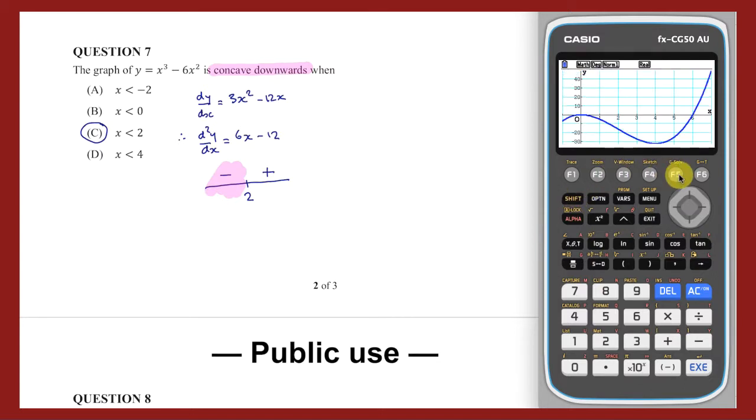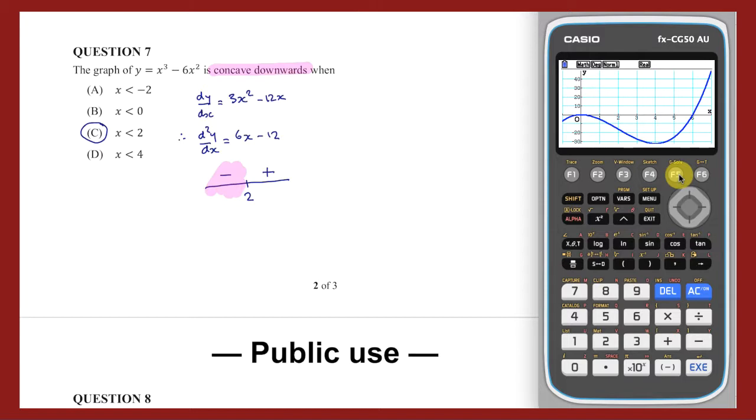Much better. Now that we have a good picture of the graph of the function, we can see that it is concave downwards to the left of the cubic's inflection point, which is in the vicinity of x equals 2. Because this is a multiple choice question where we can see that only one answer corresponds to this graph, we need look no further, and our answer is C.